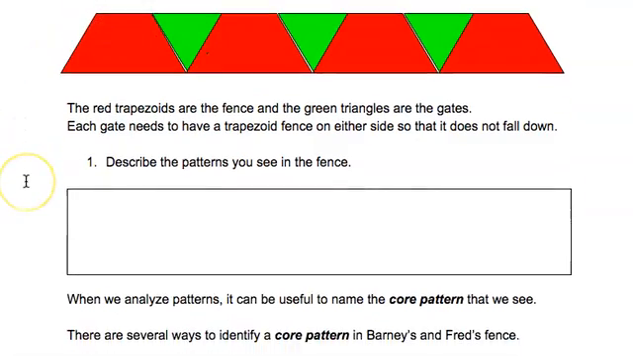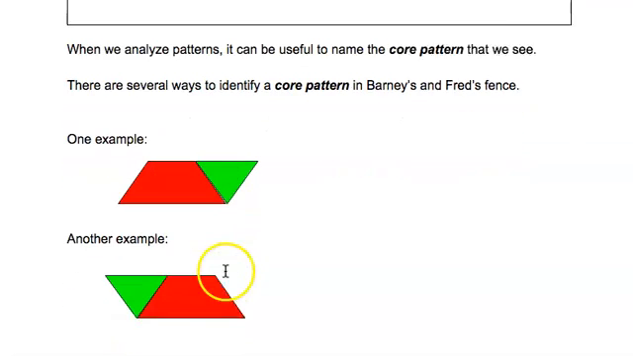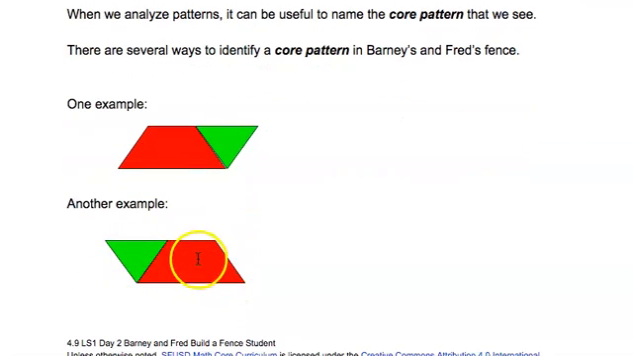When we analyze patterns, it can be useful to name the core pattern. So here's an example of the core pattern, or you could have chosen to do the green, then the red trapezoid as your core pattern. It doesn't matter as long as you stick with it the whole time you're referring to your pattern. So you might have remembered that in my example, I identified first green, then red as the core pattern because I used my first red trapezoid as my starter. So if you identify red, then green as your core pattern, then you will have an ending red trapezoid that is not a part of the core pattern.